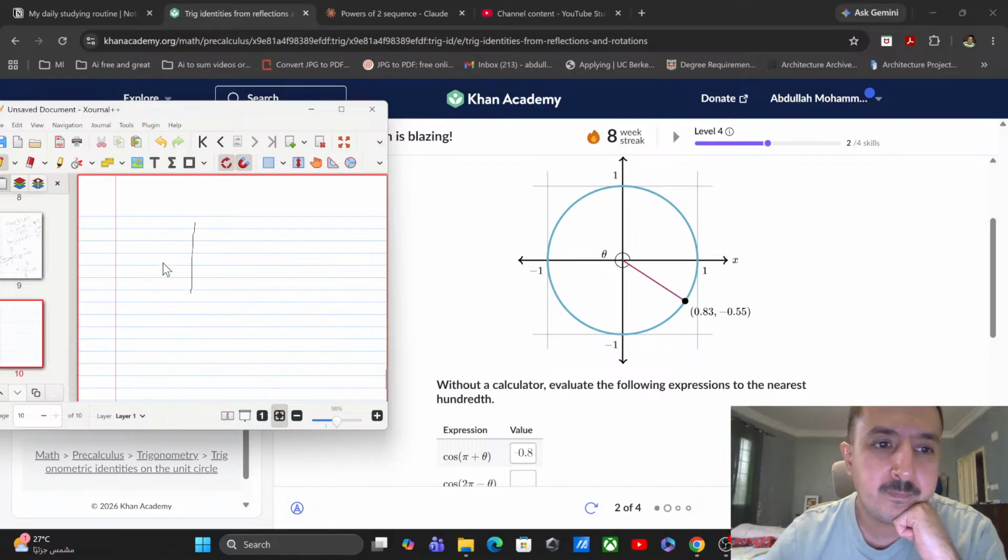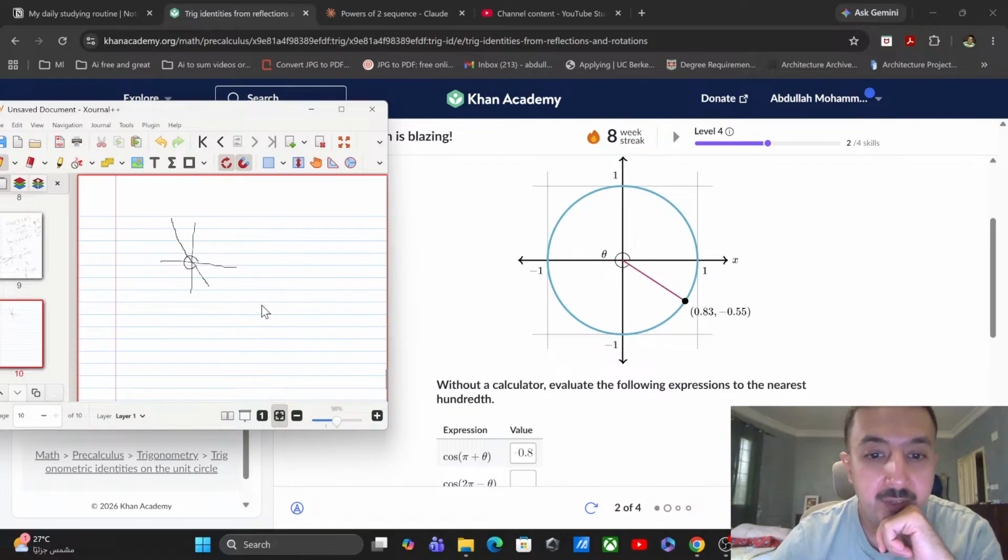Wait. This is the theta. So 1 pi plus the theta, it's going to be here. It's going to go over 1 pi plus the theta. This is the theta plus 1 pi. So it's here. So we're finished with this one.